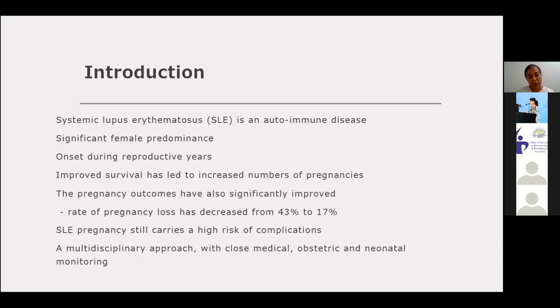The rate of pregnancy loss has decreased from 43 to 17% according to one study. However, pregnancy still carries a high risk of complication both to the mother, to the fetus and to the newborn. Therefore, a multidisciplinary approach is needed with very close medical, that means rheumatological, and obstetric and neonatal monitoring.